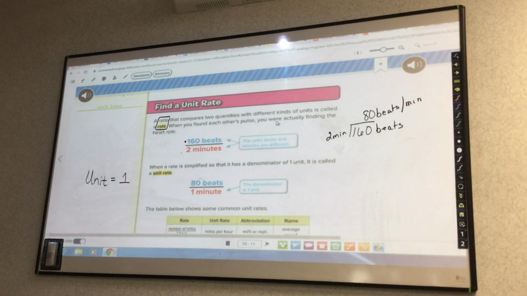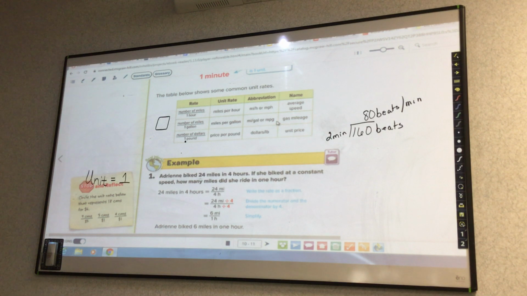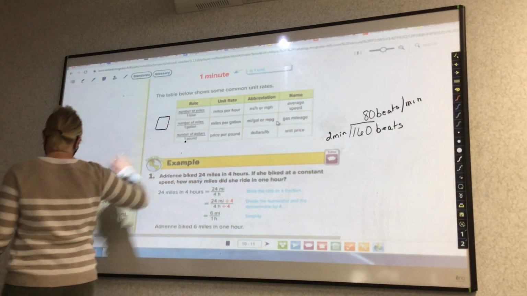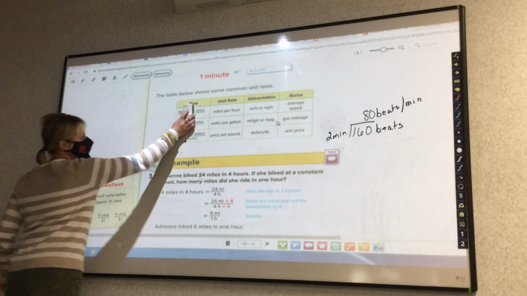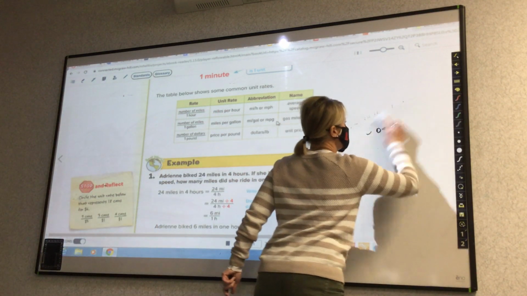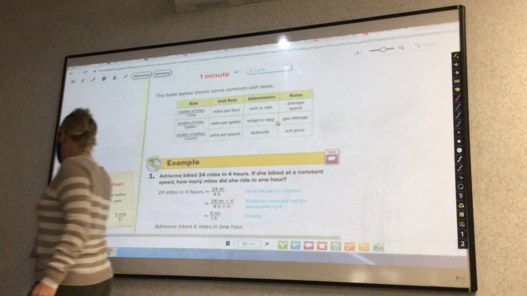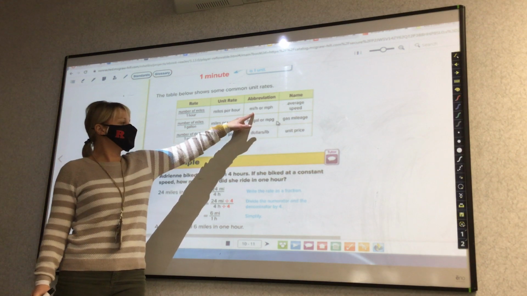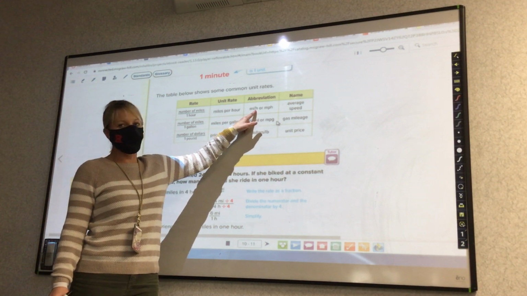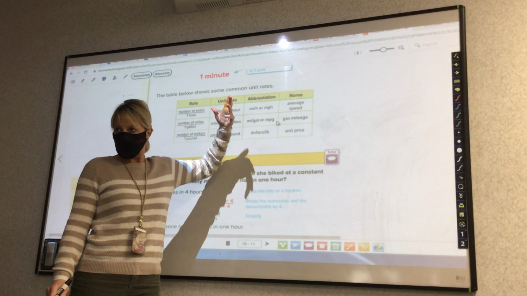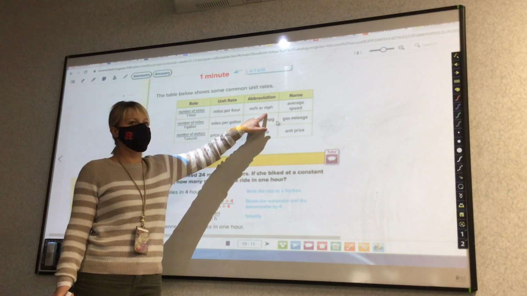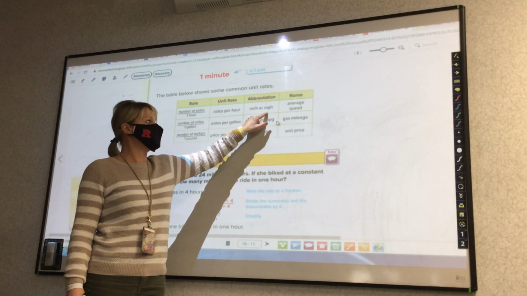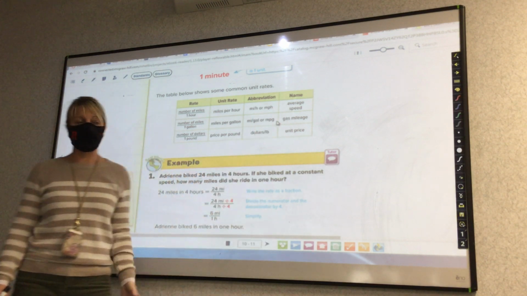Common examples in this chart below, we've kind of already discussed some of these for our bell work. If we have the number of miles over the number of hours, that's called miles per hour. That's when we talk about how fast we're driving. You can abbreviate it MI/H. I usually make an hour HR. Either way is fine, or MPH. Then I just leave it MPH. And that's considered your average speed.